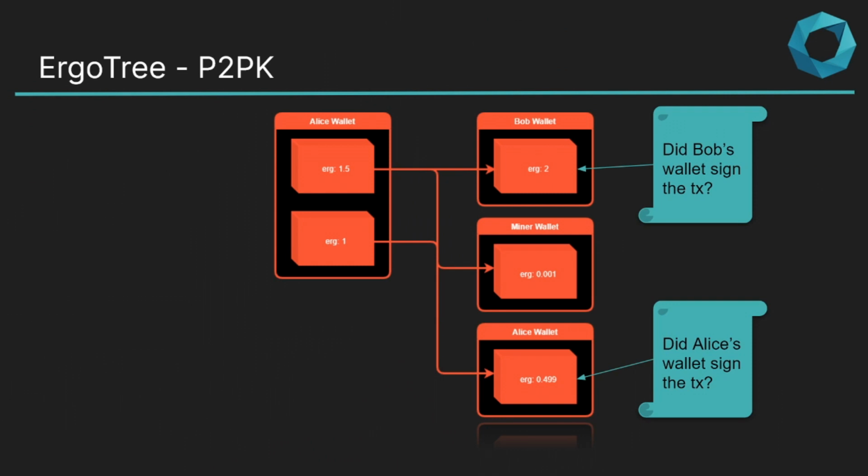After the transaction is finished, we have a new set of unspent boxes, each with their associated ErgoTrees to make sure they can only be spent in the correct transactions. So the box that lands in Bob's wallet has an ErgoTree, making sure that the box can only be spent in a transaction with Bob's private keys. And the change box for Alice can only be spent by Alice's private keys.